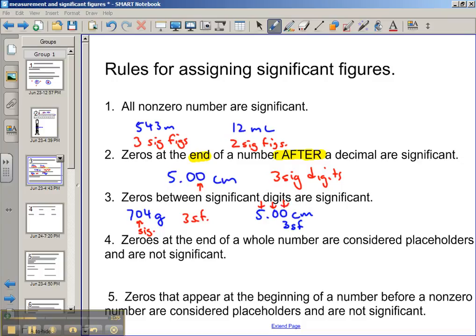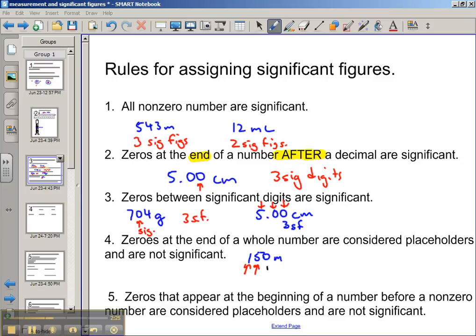Okay, now zeros at the end of a whole number are considered placeholders. So that means if I have a number like 150 meters, what that means is, okay, I'm certain about this. That's estimated, which means that's just a placeholder. You see, this implies that my measuring device is only marked every 100 meters. 100 meters is marked off, 200 meters is marked off, 300 meters is marked off. Here I'm falling somewhere between 100 meters and 200 meters, and I have no lines between. I've estimated that that's about halfway, so it's 150.